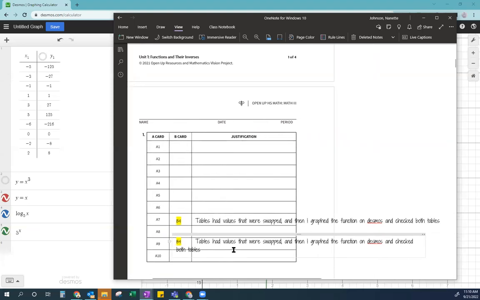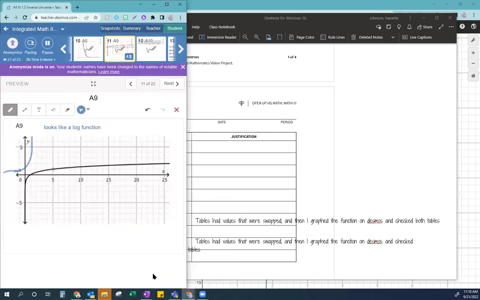Ms. Johnson, how did you get B10 again? Well, I went back to the Desmos. Where did my Desmos go? Here. I went back to Desmos and I looked at this and I was like, oh my gosh, I know you. You are log, right? If you don't know that this is a log, just kind of get familiar with it.